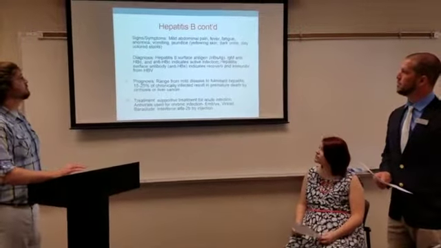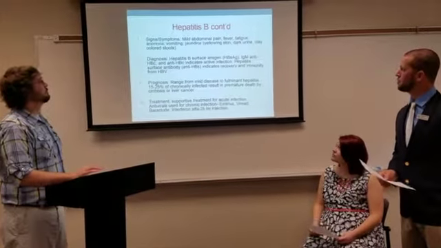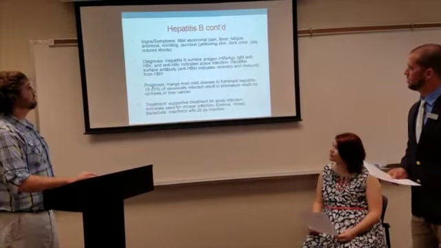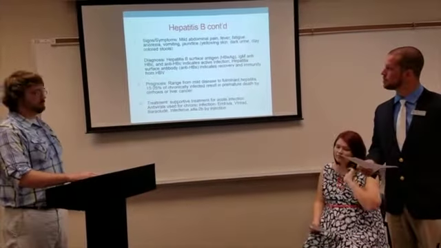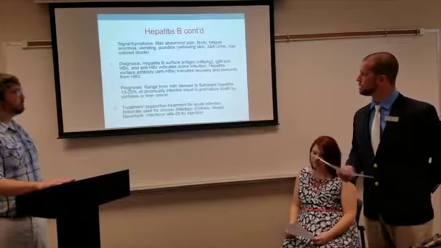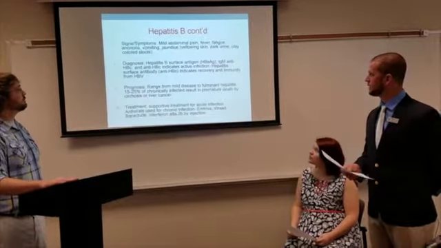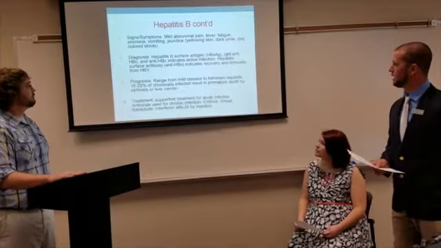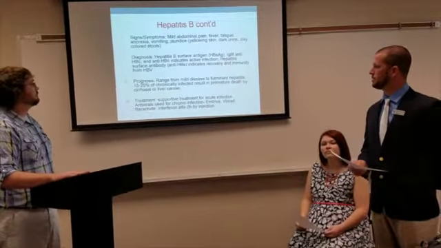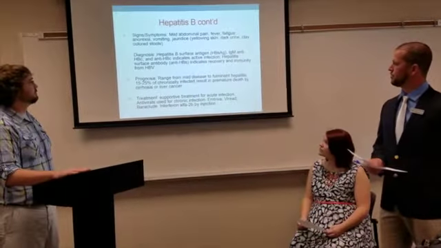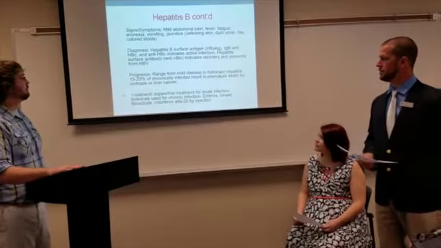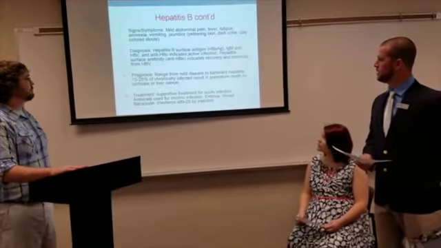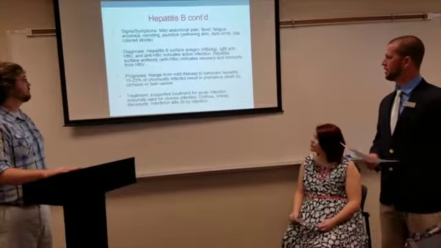Signs and symptoms of hepatitis B include mild abdominal pain, fever, fatigue, anorexia, myalgia, jaundice, or yellowing of skin, dark urine. Diagnosis: hepatitis B surface antigen, or HBsAg, IgM anti-HBc indicate active infection. Hepatitis B surface antibodies, or anti-HBs, indicate recovery and immunity against hepatitis B virus. Prognosis ranges from mild disease to full hepatitis. 15 to 25% of chronically infected result in premature death by cirrhosis or liver cancer.